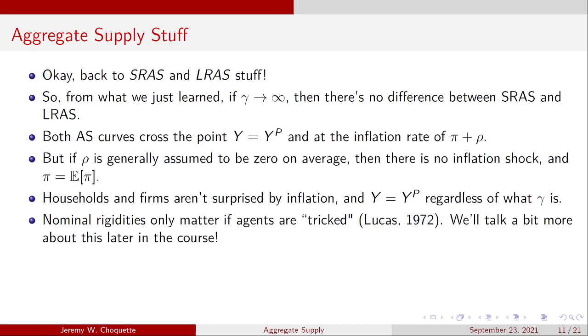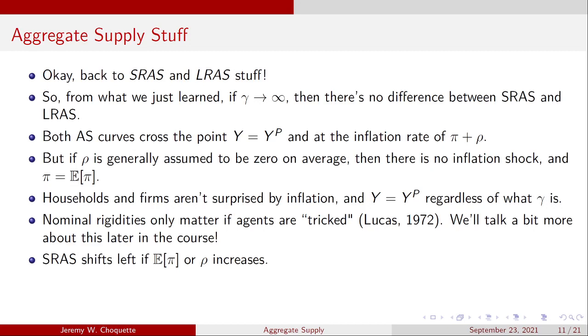Say you think it's going to be 2%, and then the monetary authority comes along and they're like, ha, bamboozled again. And they hit you with like 5% inflation, right? Then that nominal rigidity is going to matter because you got tricked. You weren't expecting a higher rate of inflation. But we're going to get a little bit more into that later on in the course where we can get into it at a very, very deep level.